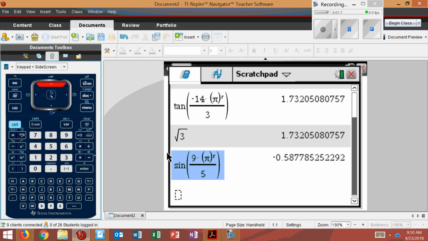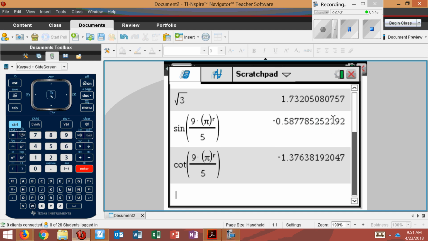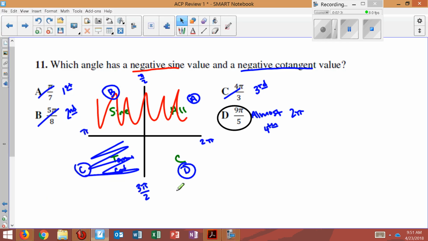And I'll do this again, but this time instead of doing a sine function, we're going to change this to a cotangent function. So I'll switch it to a cotangent, COT, press enter. It's also negative. So we did in fact come up with the right solution. If we would have done any of the others, at least one of the values would have been positive. On A, they both would have been positive.